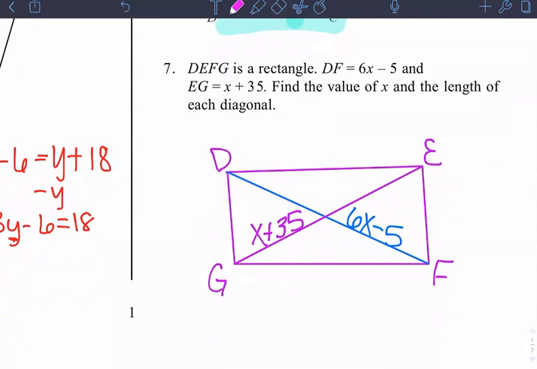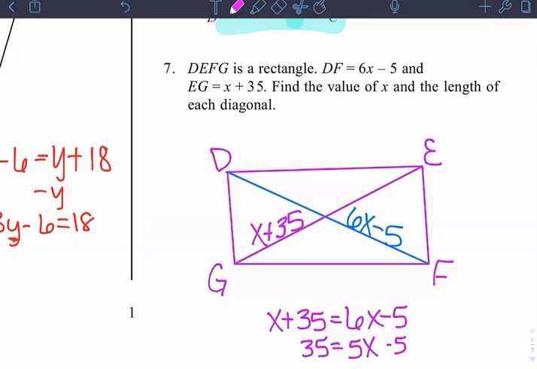So this means I have x plus 35 equals 6x minus 5. Subtract x from both sides, I get 5x minus 5 equals 35. And then you can go ahead and solve the rest for the variable.